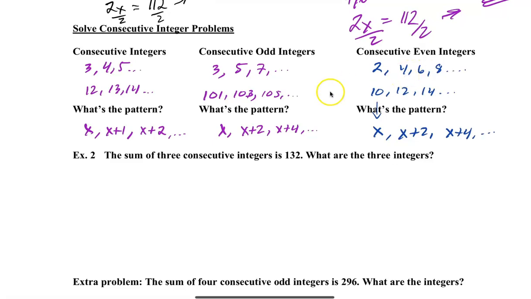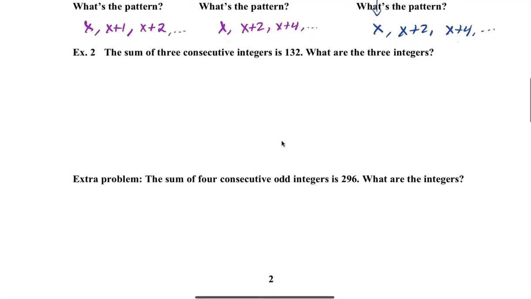So anytime you're doing consecutive integers, if it's just normal consecutive integers, you just add 1. So it's x plus 1, x plus 2. If it's odd or even, it doesn't matter, because in each case you're skipping a number, so it's 2 away. It's always 2 away. So in that case, you do x plus 2, x plus 4. So let's do a couple of quick examples, and then we can get out of here.